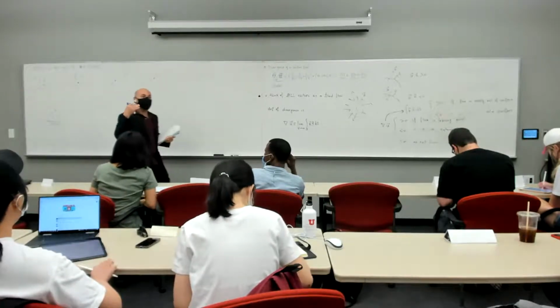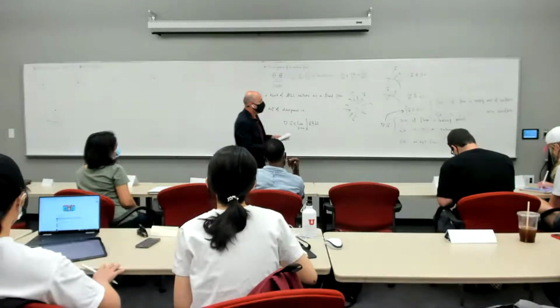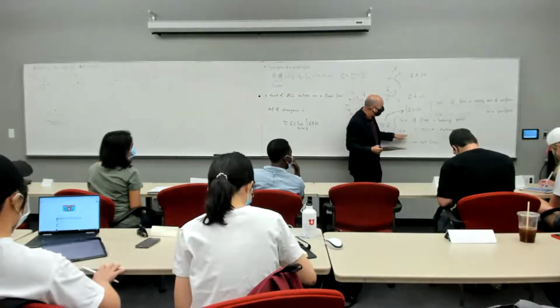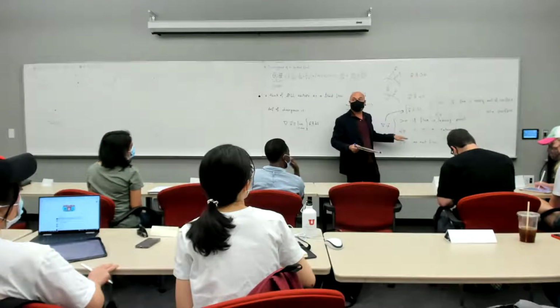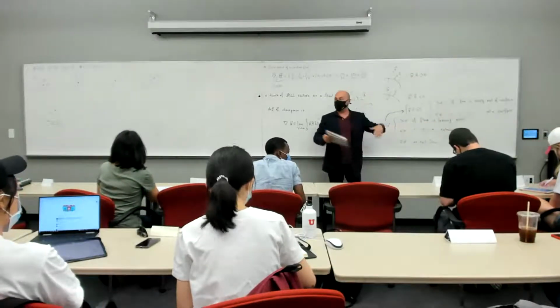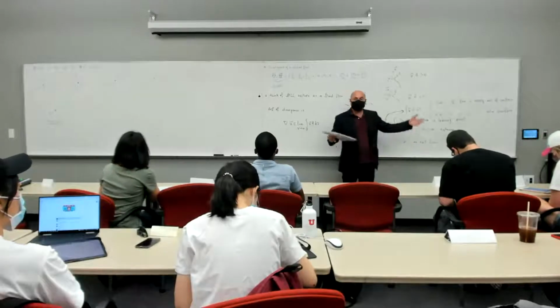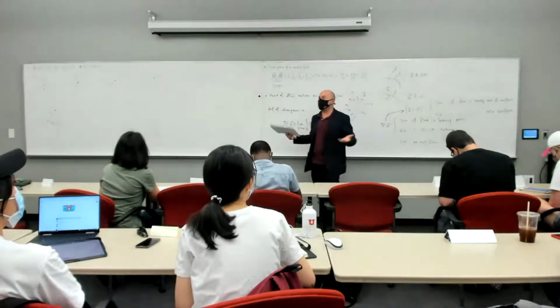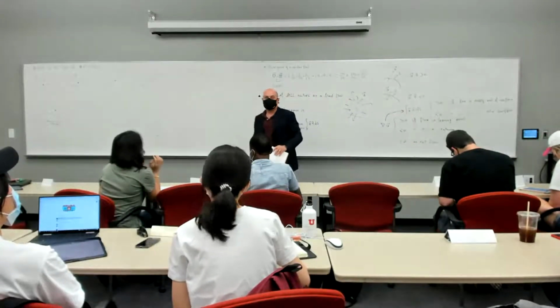If there is net flow into the point, then div u is negative. If there's net flow out of the point, then div u is positive. And if there's no net flow, then div u is 0. Okay?